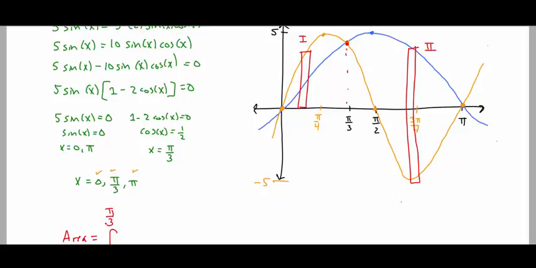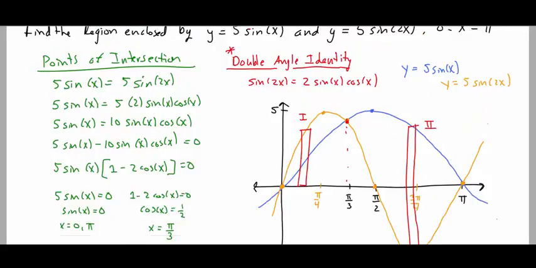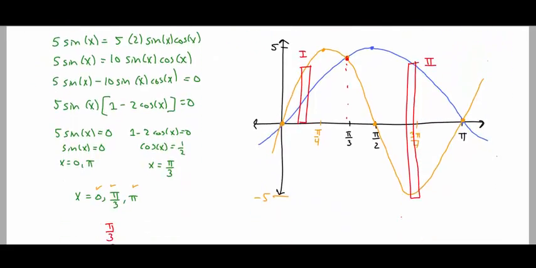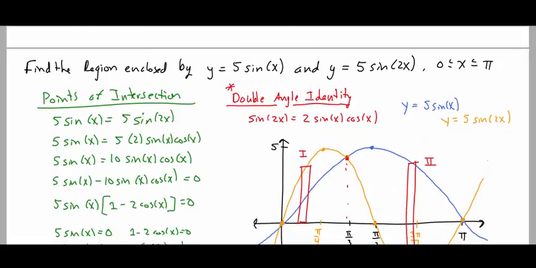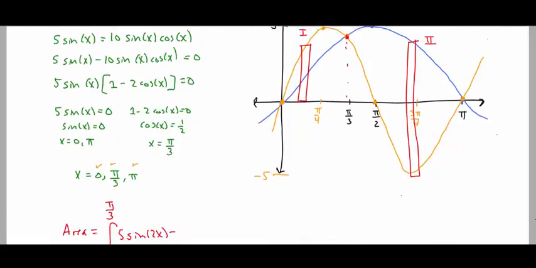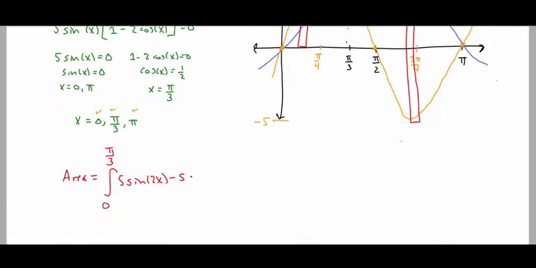Then I have to take my upper curve minus my lower curve. Well, my upper curve is the orange. That's 5 sine 2x. Minus my lower curve, which is 5 sine of x. And the incremental width of that rectangle is dx.